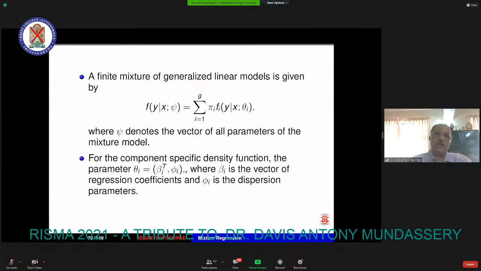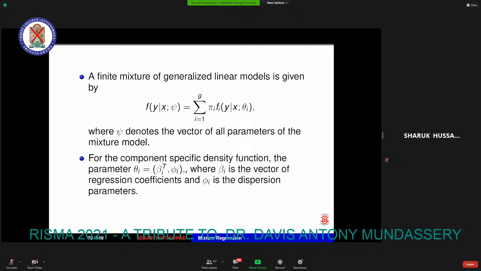But in general, if you have generalized linear models, then also you can have a typical situation. For example, if you have a Poisson regression model or a logistic regression model, then probably you can obtain a mixture of exponential, a mixture of the logistic regression model, and a mixture of normal.